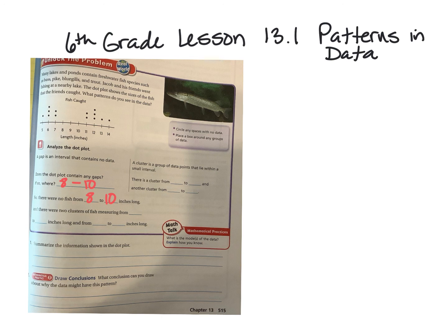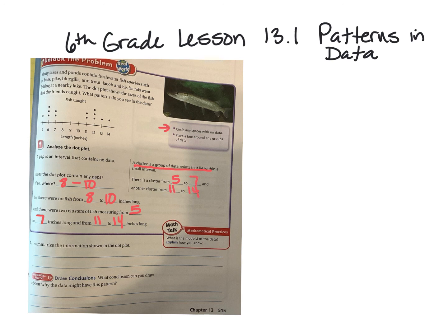And maybe they didn't recognize that when they just listed all these on a chart. But when they put it on a dot plot, their brain's going to go, hey, look at that, you guys. We didn't have any fish that were 8 to 10 inches long. And there were 2 clusters. Clusters are groupings. 2 clusters of fish measuring from 5 to 7 inches, and then another cluster from 11 to 14 inches. So here they said a cluster is a group of data points that lie within a small interval. The clusters are from 5 to 7 and from 11 to 14.